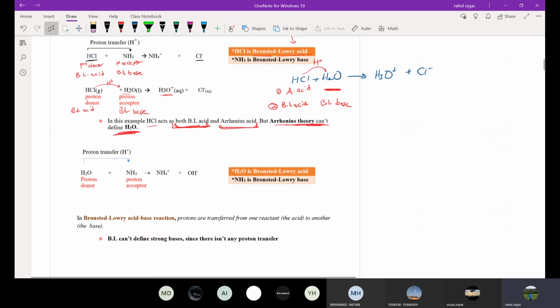So look at the next example. Same thing. This time, NH3, if you remember from the previous lesson, NH3 cannot donate a proton. It will take a proton from the H2O. So H2O has become a proton donor. NH3 is the proton acceptor. So H2O is Bronsted Lowry, as I have written it here. H2O is Bronsted Lowry base, because, sorry, Bronsted Lowry acid. My bad. It's Bronsted Lowry acid here.